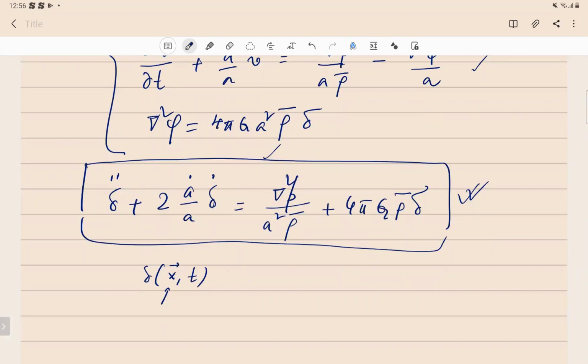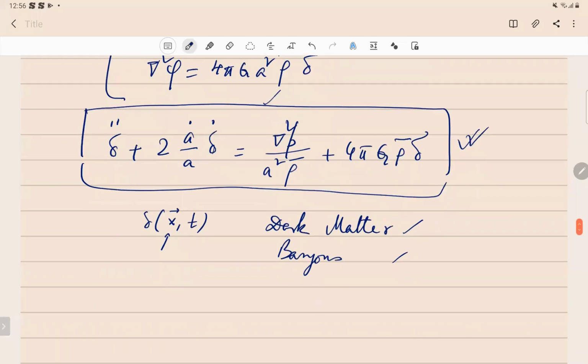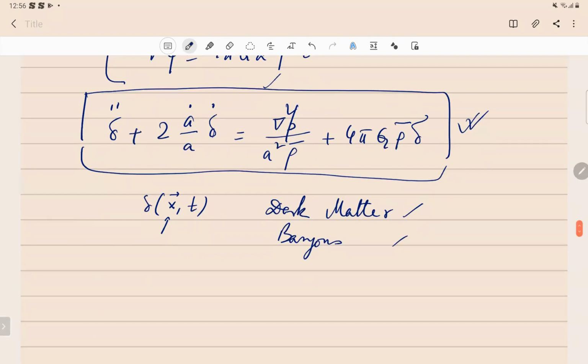So please be careful about this equation. Now, this delta could be fluctuations in different kinds of matter. You have dark matter, you have baryons, if you're interested in matter. So you can write an equation for dark matter, and you can write it for baryons. Let's first work it out for dark matter, which is going to be simpler because we wouldn't have to worry about the pressure. So if you write it down for dark matter, then you can just write this for dark matter.